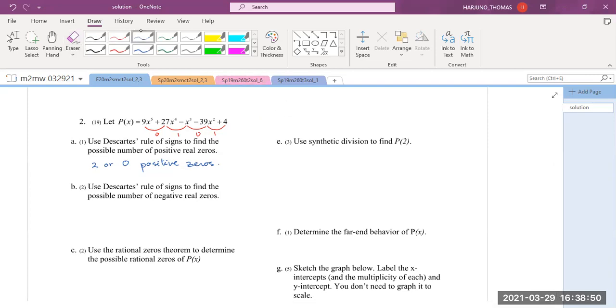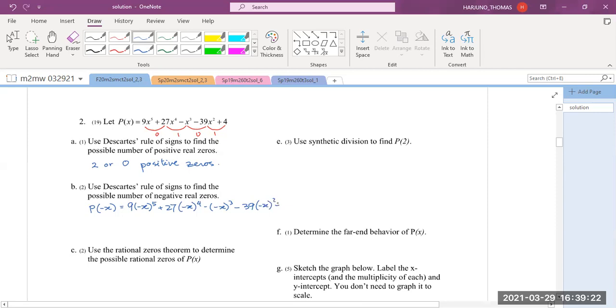Okay, now how about part B? Use Descartes' rule of signs to find the possible number of negative real zeros, or simply negative zeros. Then we take a look at P(-x). So replace x by -x. And we will see the number of variations of signs. Now, when you rewrite this, you notice that we actually have a skip. Degree of 2 suddenly constant, right? So later on when we do synthetic division, we need to be careful there.